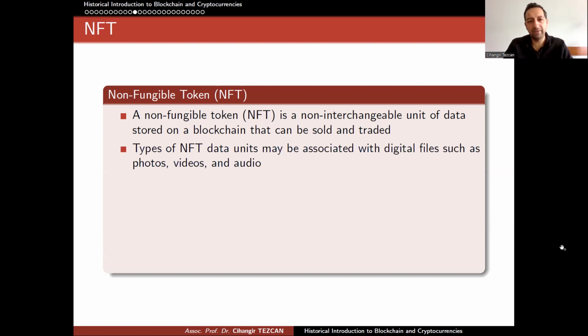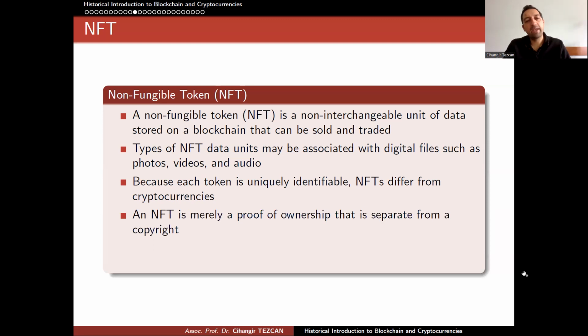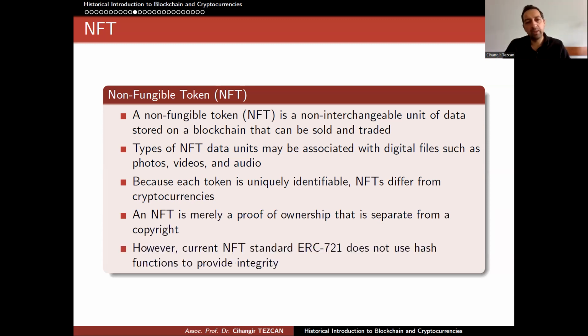Okay, types of NFT data units may be associated with digital files such as photos, videos, and audio. Because each token is uniquely identifiable, NFTs differ from cryptocurrencies. An NFT is merely a proof of ownership that is separate from a copyright. Okay, so NFT is not a copyright. You can think of an NFT as writing the receipt on the blockchain, not the image or the video file you are buying. They are not stored on the blockchain, but the receipt that you bought it is stored there.